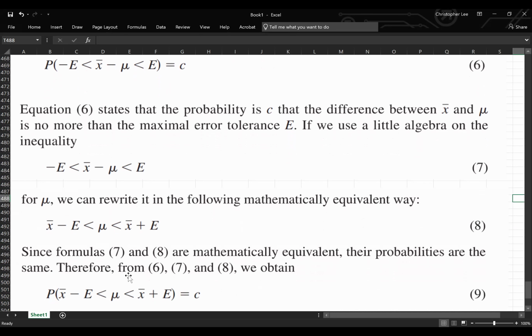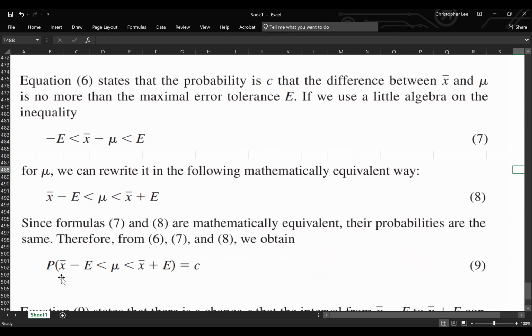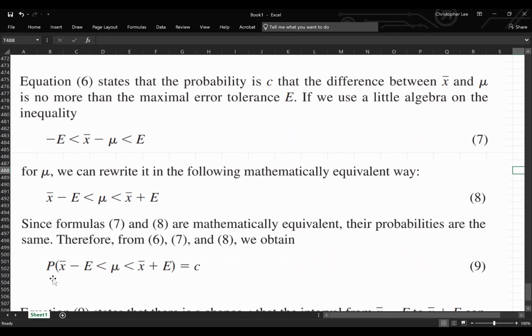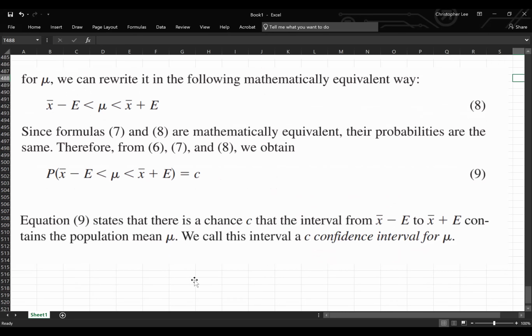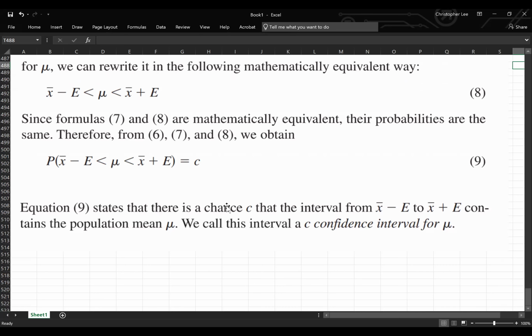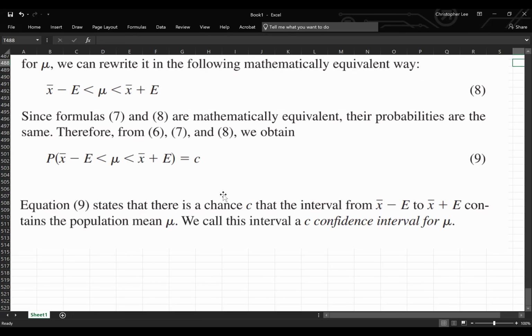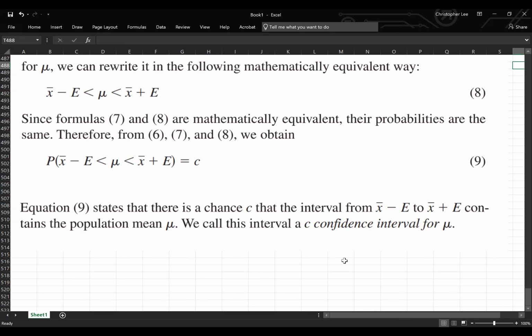So from 6, 7, and 8, we obtain that the probability of X bar minus the margin of error less than the mean mu less than X bar plus the margin of error is equal to the critical value. Equation 9 states that there is a chance, the critical value, that the interval from X bar minus the margin of error to the sample mean plus the margin of error contains the population mean mu. We call this interval a confidence interval for the population mean. This is all chapter 8.